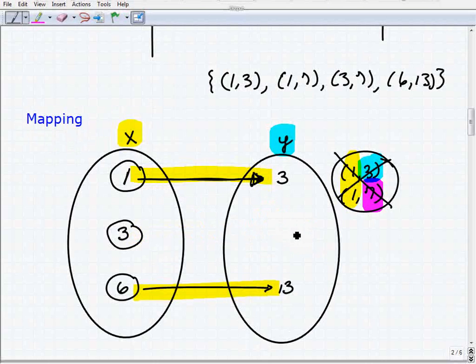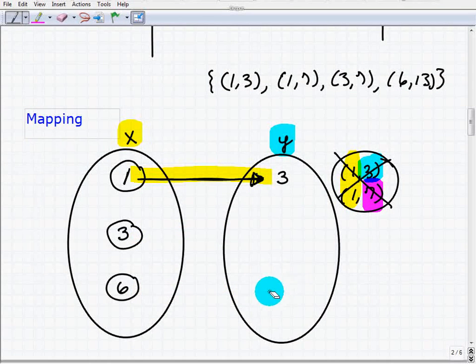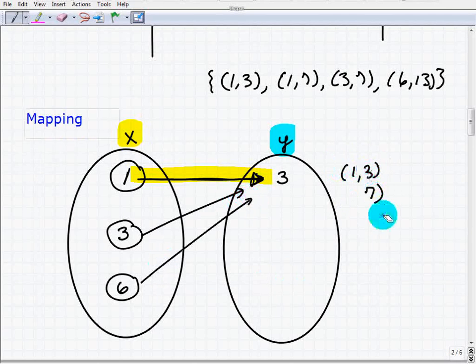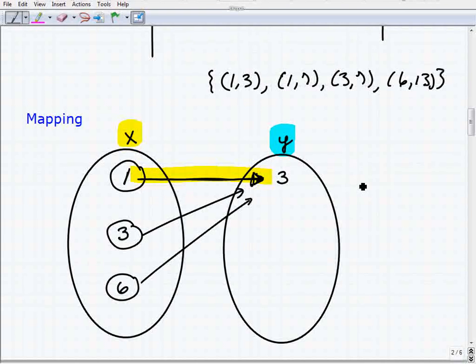So now I'm going to give you another situation, and I'm going to ask you whether this is a function. So what do you think? Does this mapping of a relation represent a function? Remember the definition of a function, you want to write this down: one x points to one and only one y, or an x value is associated with one and only one y value.